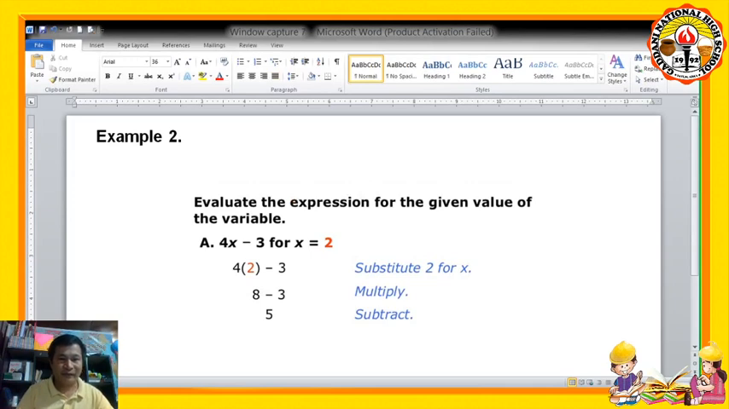Let us now have example number 2. Evaluate the expression for the given value of the variable. Letter A. We have the expression 4x minus 3 for x equals 2. The first thing to do, substitute 2 for x. So we have 4 times the quantity 2 minus 3. Then 4 times 2 equals 8. Then 8 minus 3 equals 5.